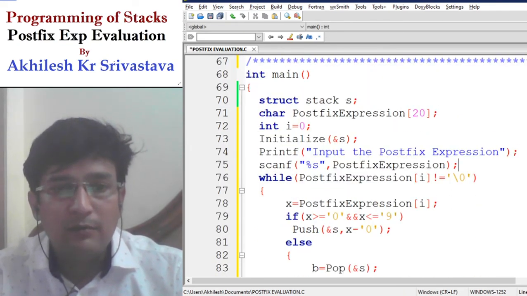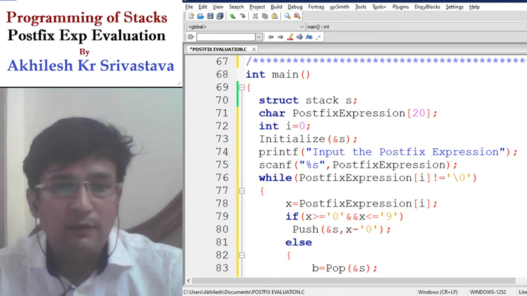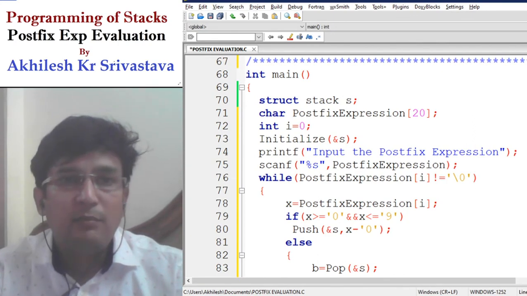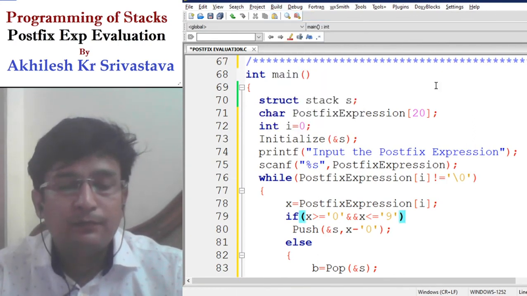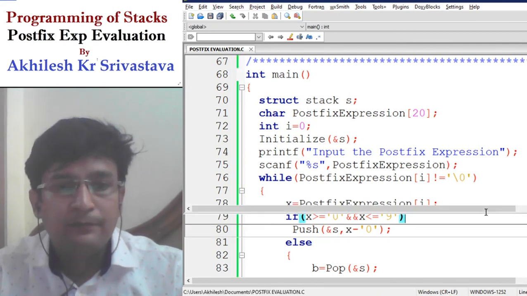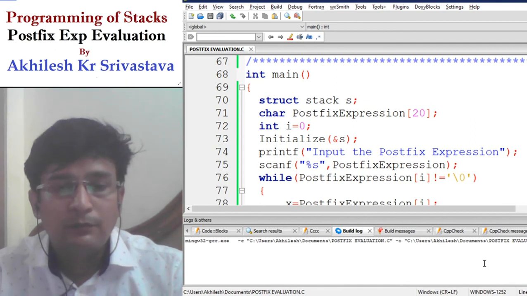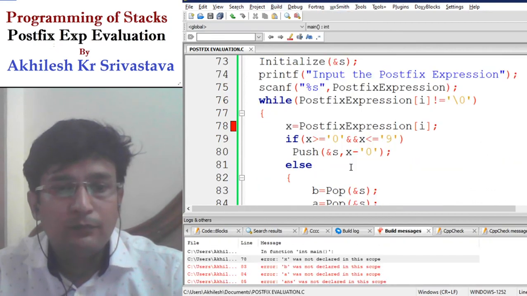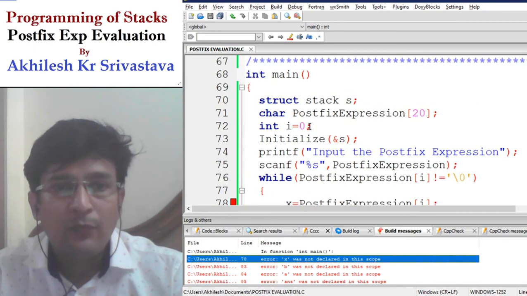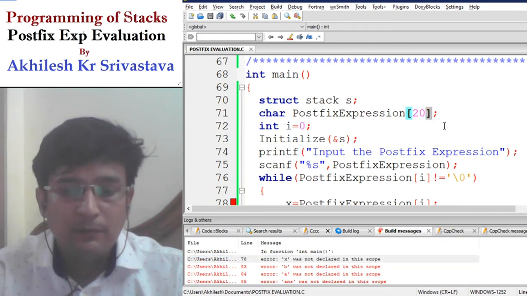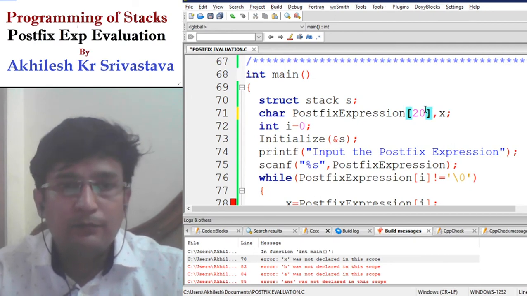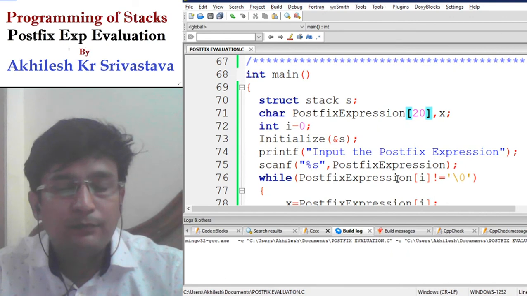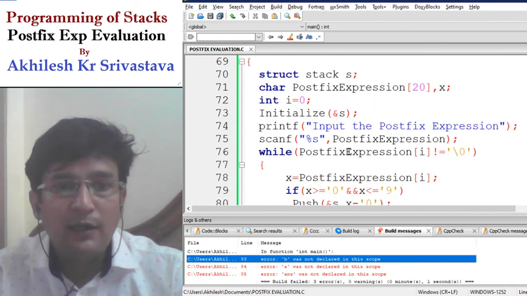So this is the function. There are certain changes that we can make. Let's compile this program. If everything is fine, taking time. X is not declared, X is actually the character item. A and B are not declared here. A and B are the integer items.